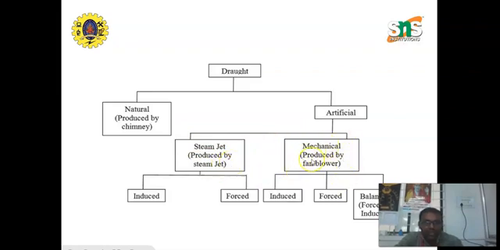It is produced by a fan or blower. In mechanical draught, it is of two types: induced or forced, or both forced and induced type.